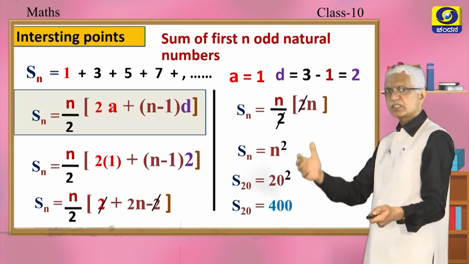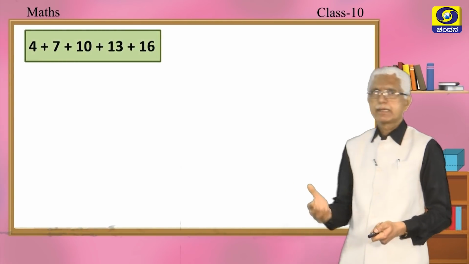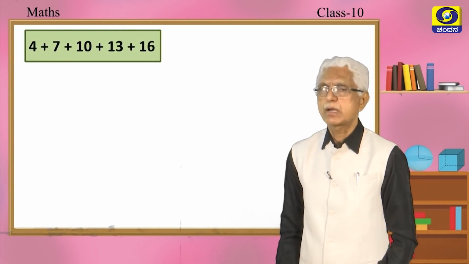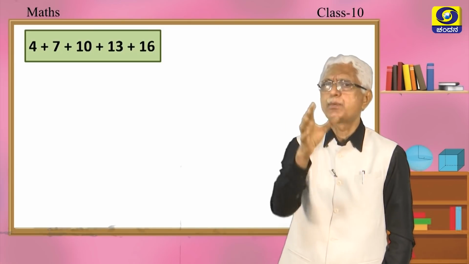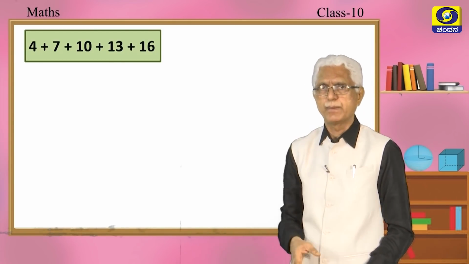What is the sum of the first 20 odd natural numbers? 20 squared, which is nothing but 400. So, okay, now probably I am coming to one of the very important problems from the point of view of your examination, my dear children. This is a beautiful problem.